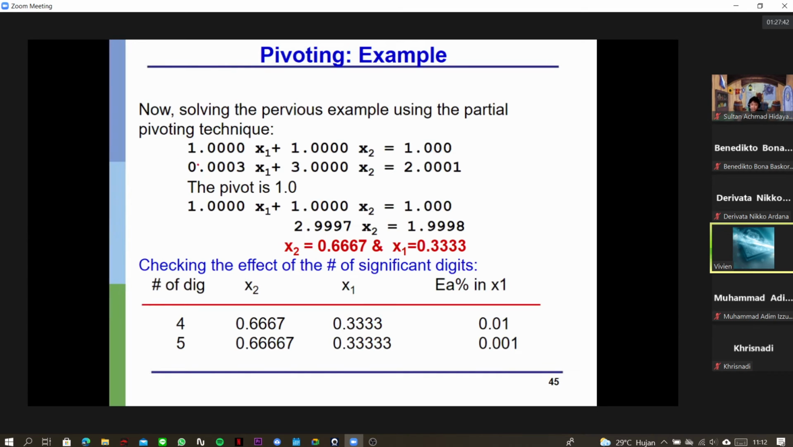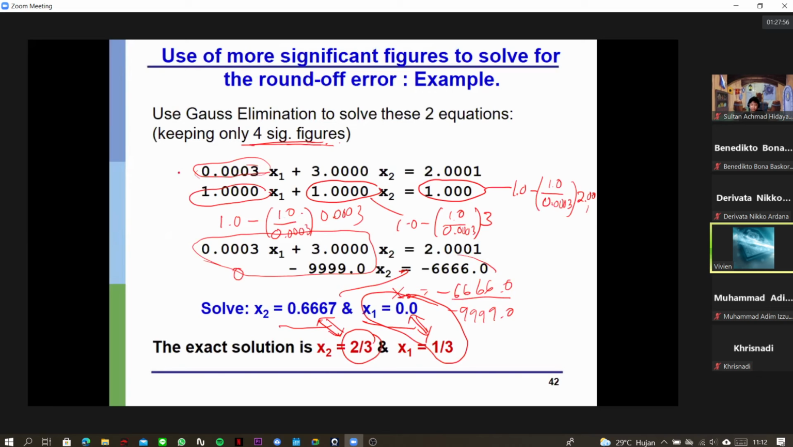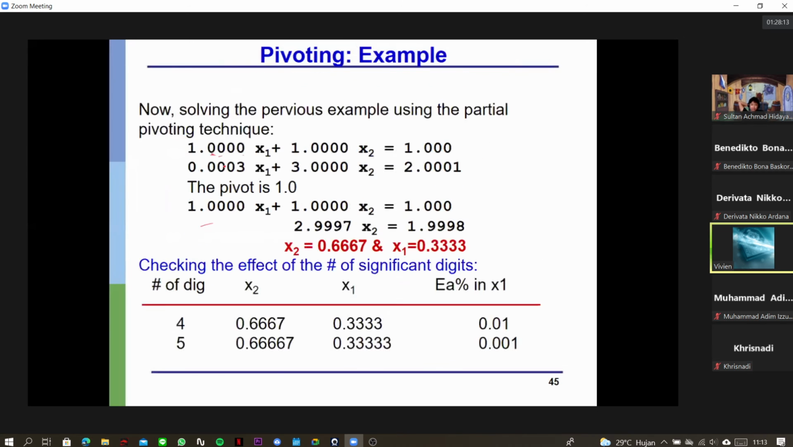Okay, so we will see here. We have the same example as before, now still using 5 significant digits or 4 digits after the decimal point. What we have before is, this is the first equation and this is the second equation. Now we do pivoting. We search for the largest element and then we switch, and use that as the pivot element. So that means we're switching the first with the second. So now the second becomes the first equation and the first becomes the second. So now this becomes the pivot element.